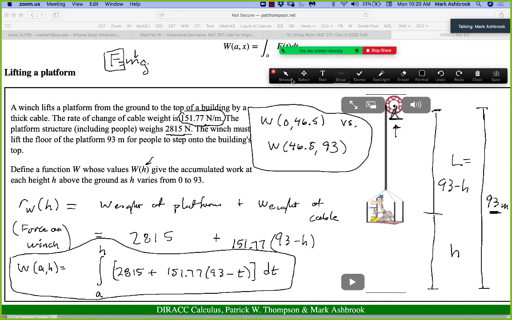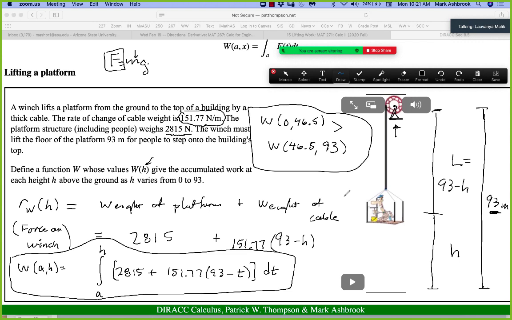So we could correct that and say, looking right at it, this is greater than. Does that make sense to everybody? The accomplished work for the first half would be greater than the second because you have more cable weight in the first half, requiring more force, which means more work.